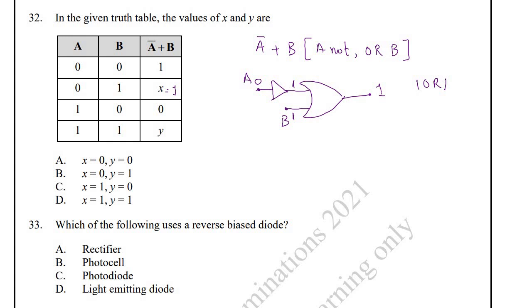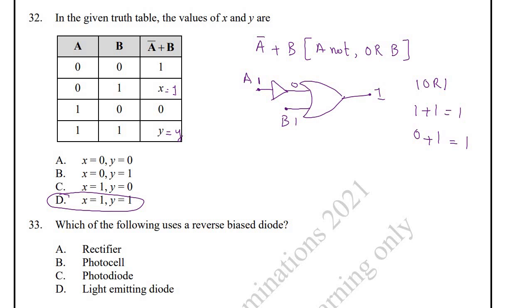सिमिलरली अगर हम y निकाल रहे हैं तो A और B दोनों को अगर हम 1 पुट करते हैं, so let's say A is 1 and B is also 1, तो ये इन्वर्टर इसको 0 कर देगा, and 0 or 1, that is, the output will be also 1. So जिस तरह 1 or 1 is equal to 1, इसी तरह से 0 or 1 will also be equal to 1. So the value of y is also 1. So the correct answer for this question number 32 will be option D.